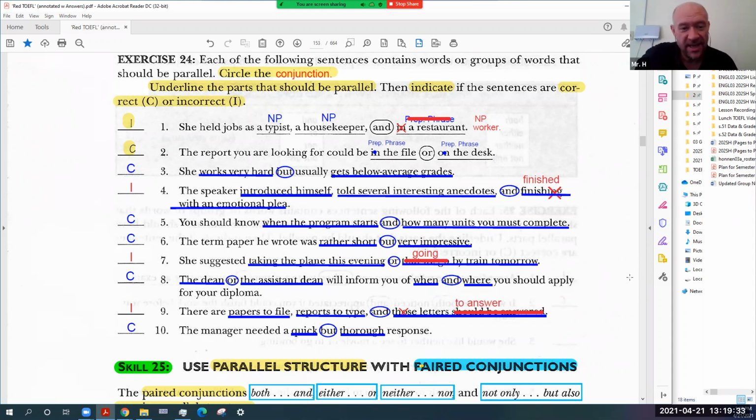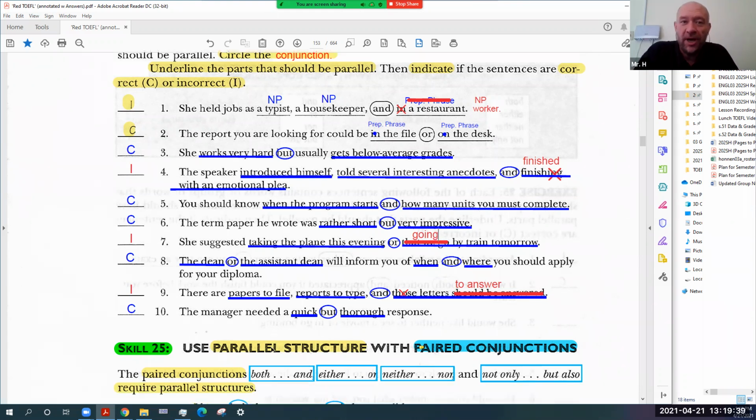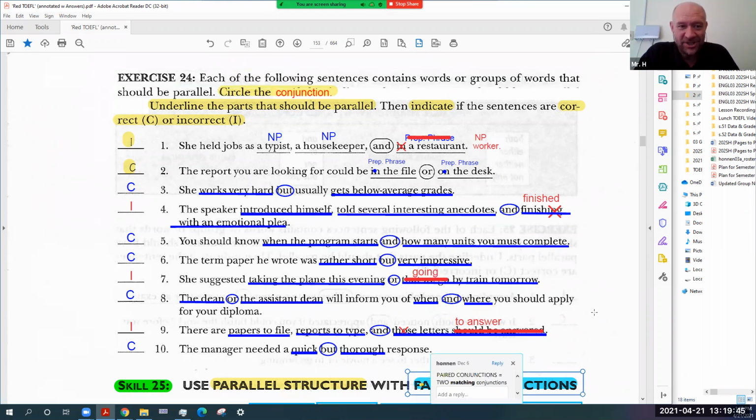Gentlemen, that's the end of parallel structure. Tomorrow, I will do parallel structure with paired conjunctions. All right, gentlemen.